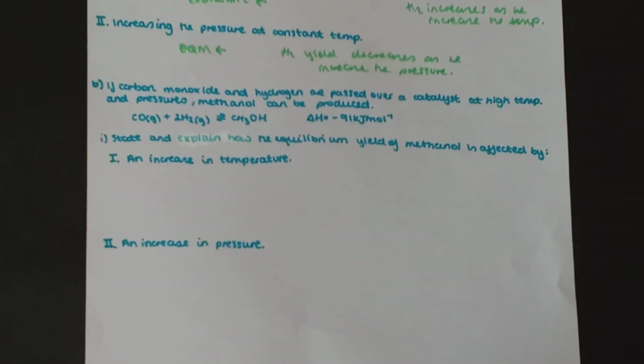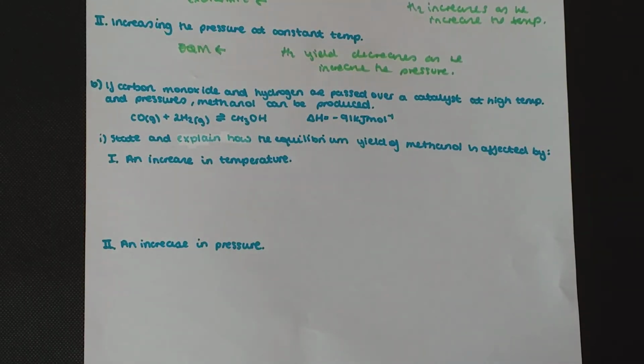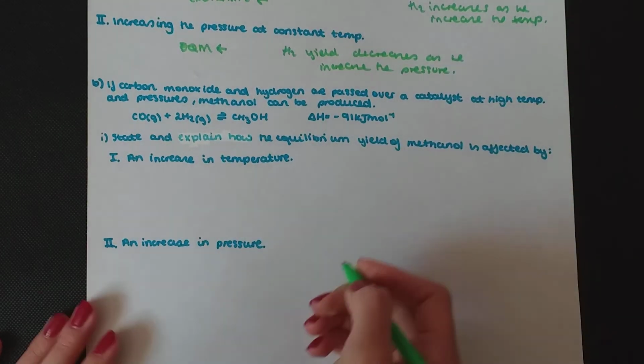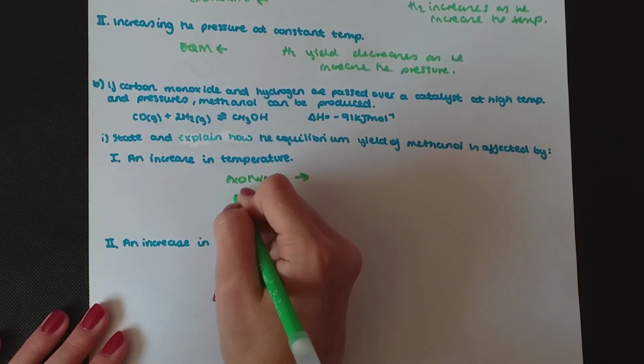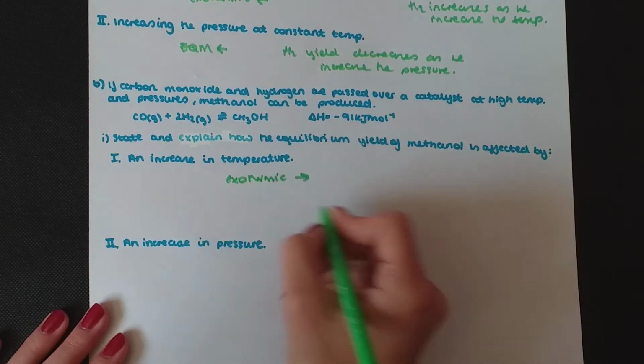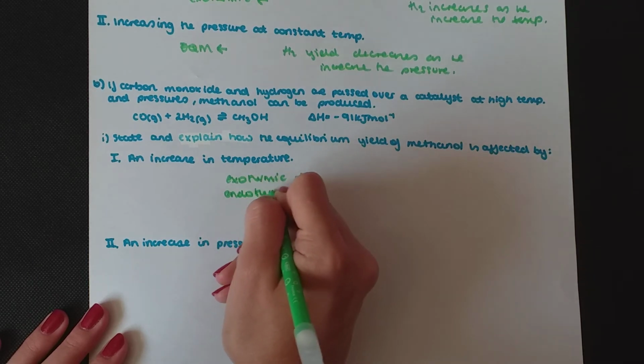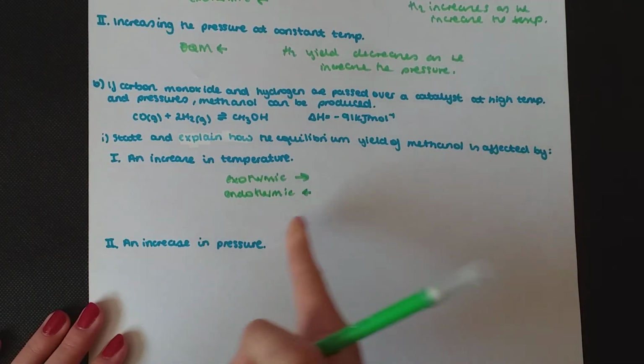And now part B of this question. If carbon monoxide and hydrogen are passed over a catalyst at high temperature and pressure, methanol can be produced. Here's the equation. Again, we have the enthalpy change, and this time it's an exothermic reaction. State and explain how the equilibrium yield of methanol is affected by increasing the temperature. So here is our methanol. So this time the exothermic reaction is in the right direction, and our endothermic is going to be in the left hand side.